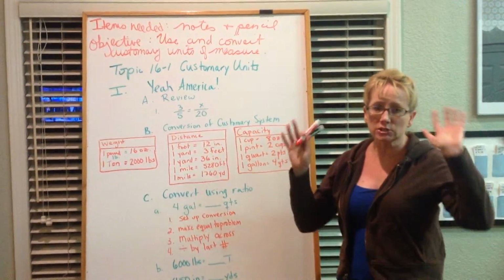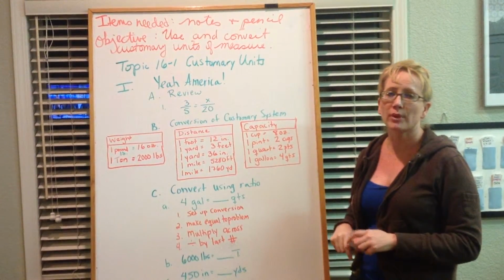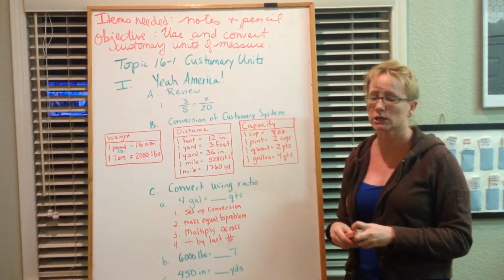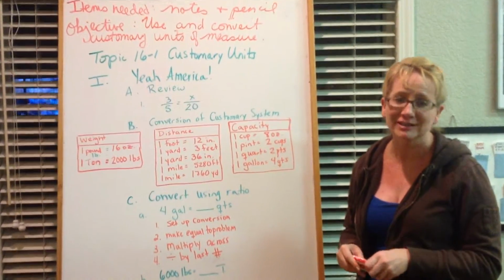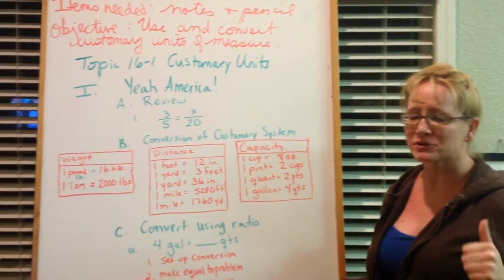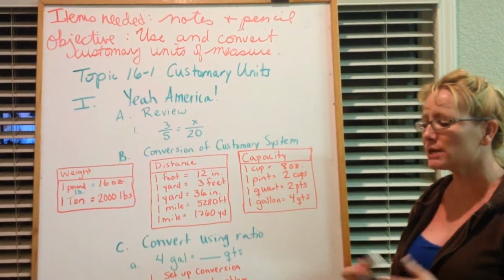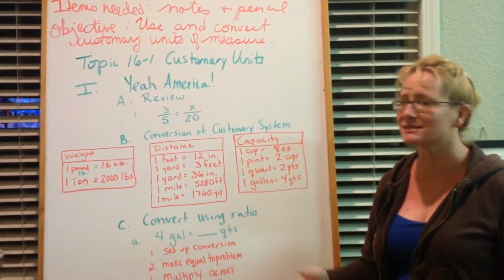Okay, today's lesson is a doozy. We're going to be talking about topic 16.1, which is all about the customary units of measure. Only America uses the customary units of measure, and they're difficult. There's easier ones called the metric system, which we'll be doing next, but we like to be difficult in America. Yay, America! So you got to learn this.